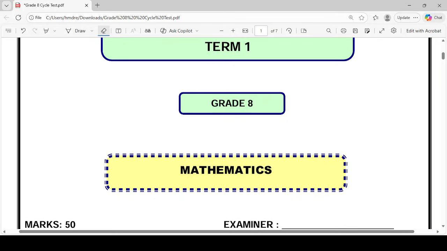This is the kind of test that you can expect to see at the end of term 1. I'm going to be working through each of the questions, showing you the step-by-step answers.